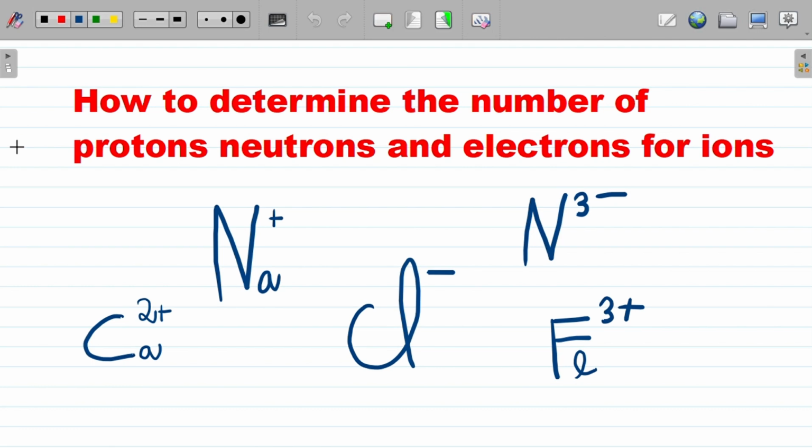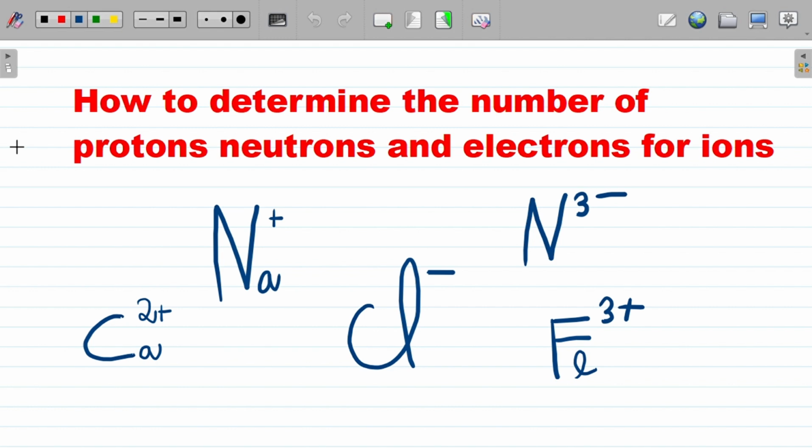Today, we are going to learn how to determine the number of protons, neutrons, and electrons for ions. You might already know how to figure this out for a neutral atom, but with ions, there's a small twist. So let's break it down step by step.